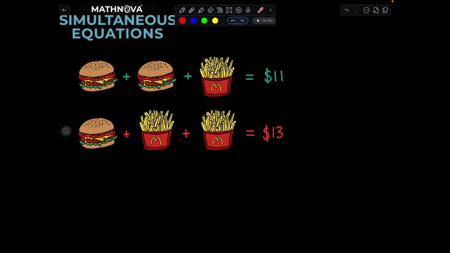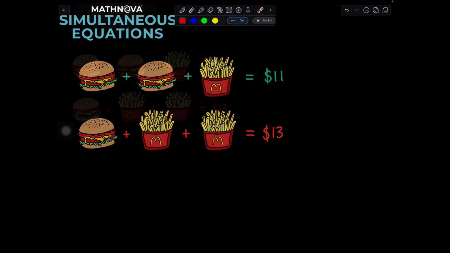Today you're really hungry. You want to know how much it costs to buy one burger and how much it costs to buy fries. If you buy two burgers and one fries, it costs $11. And if you buy one burger and two sets of fries, it costs $13. So how do you figure out how much a single burger costs and how much a single packet of fries costs? Well, this is exactly what simultaneous equations solve, and I'll be showing you that today in this video.